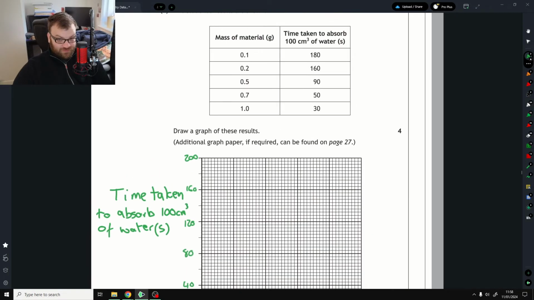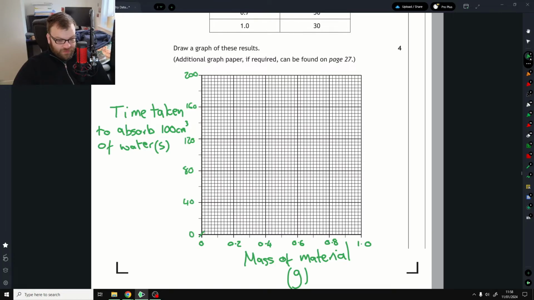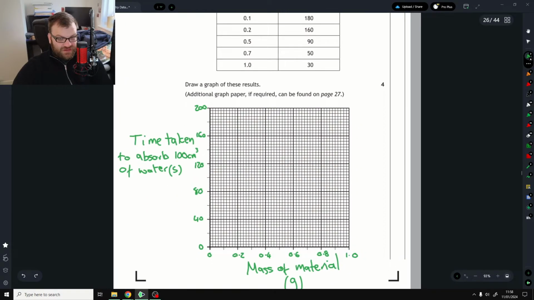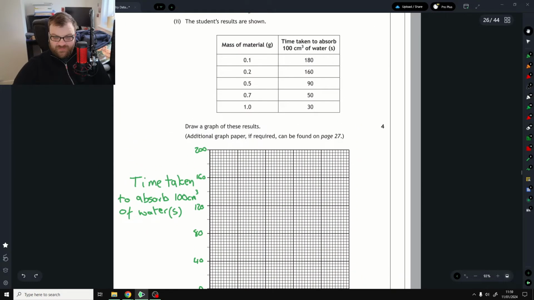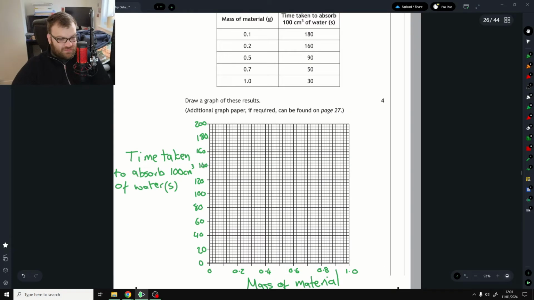So first one, we have no value for 0 mass. We do not put any point at 0. Our first answer is at 0.1. Let me zoom out, make life a bit easier. So at 0.1 grams, that will be halfway between the 0 and the 0.2. So here, you could write them all in if you want. So 0.1, 0.2, 0.3, etc. Right, put in the rest of the values as well, just to make life a little bit easier.